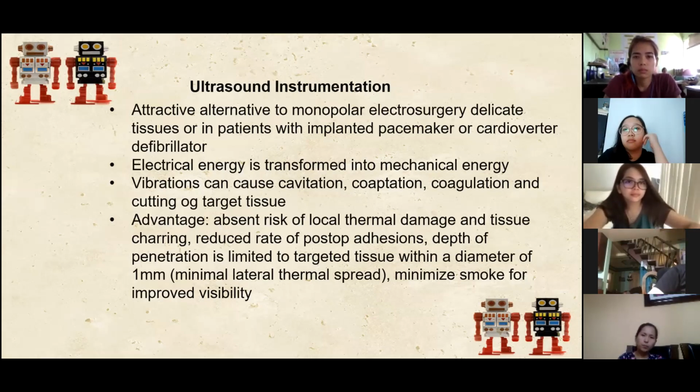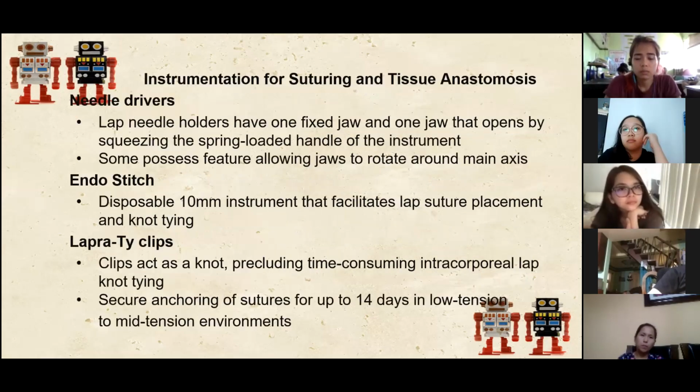The depth of penetration is limited to the targeted tissue within a diameter of 1 millimeter, and it minimizes smoke for improved visibility. Next, please.